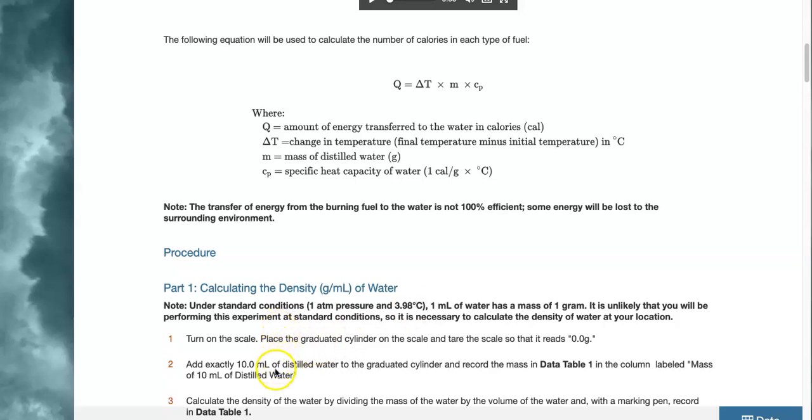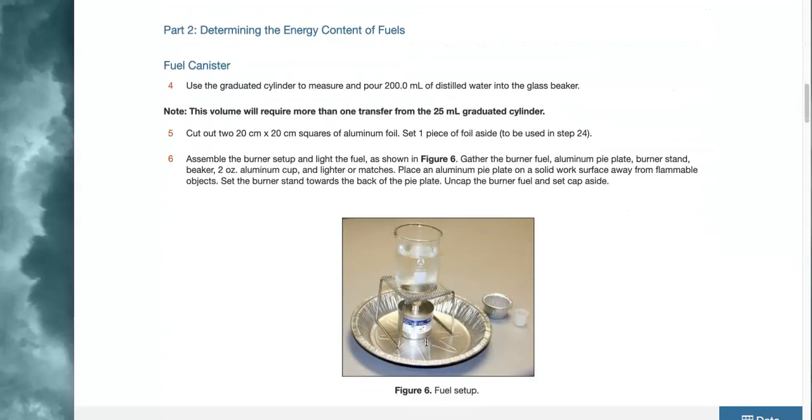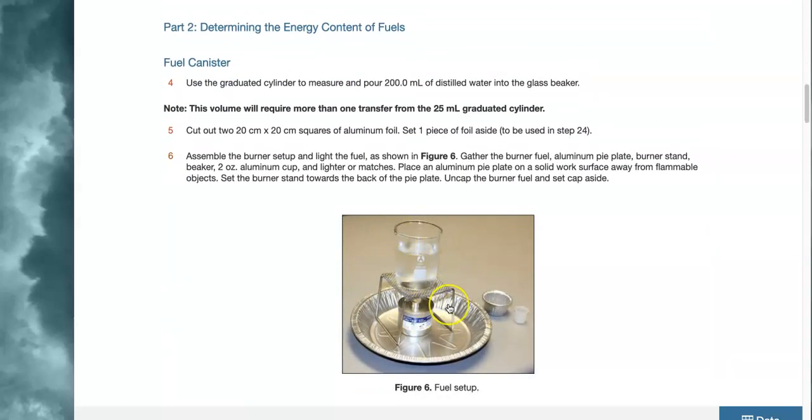So follow these instructions: put the graduated cylinder on your balance, make sure it reads 0, like I was just talking about. We don't want the mass of the cylinder, just the water. Then add 10 milliliters of water to the cylinder and record the mass. So your volume that you're going to use in your density calculation is 10 milliliters. The mass you're going to use is whatever your balance says that 10 milliliters weighs, and then you're going to calculate your density.